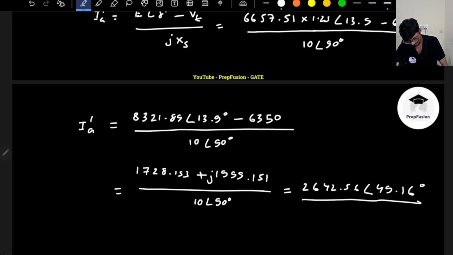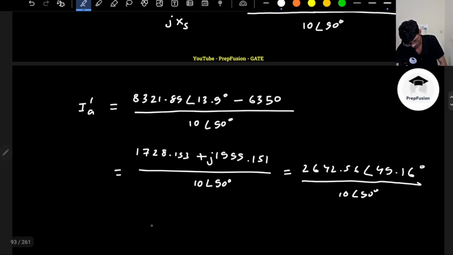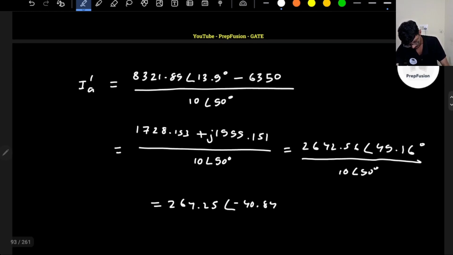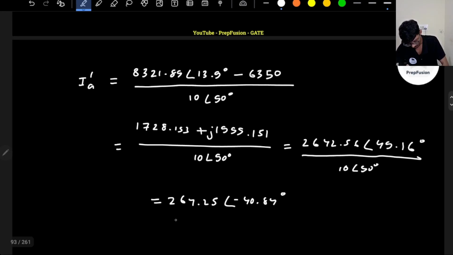degrees. Divided by 10 angle 90, so this will come out to be 264.25 amperes, and this will be minus 90 minus 40.84, right? So this will be IA dash, and what will be the power factor? Power factor dash will be cos of this, which is 0.756 lag.